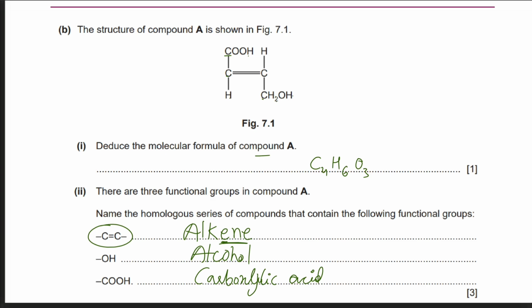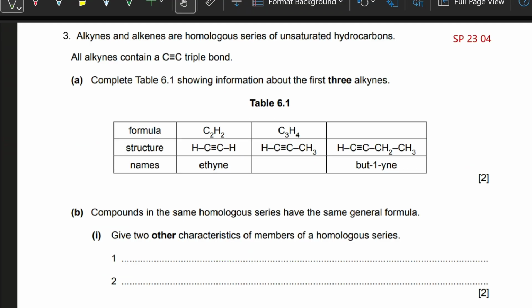Okay. Question number 3. Alkynes and alkenes are homologous series of unsaturated hydrocarbons. All alkynes contain carbon-carbon triple bond. Complete the table 6.1 showing information about the first 3 alkynes.